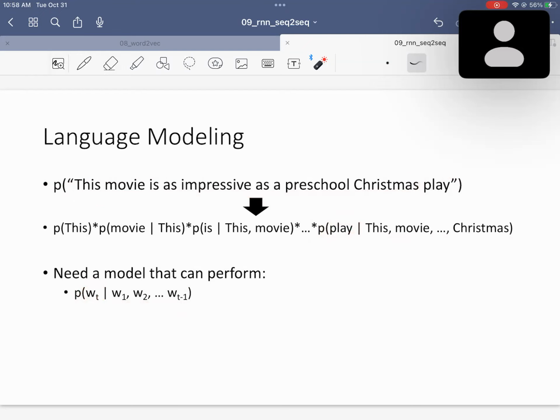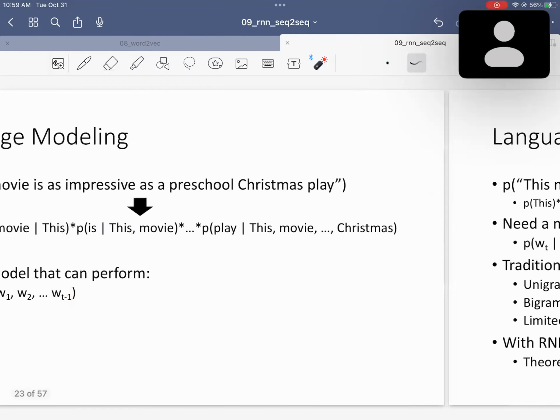And the one before that, we need a function that can calculate the probability of seeing Christmas given all the words before that, and so forth and so on. If you go to the very front, it'll be trying to calculate the probability of seeing movie given this, and obviously this doesn't have any preceding words, so it's just by itself. So all we need is some function that can calculate this, and this will be variable length.